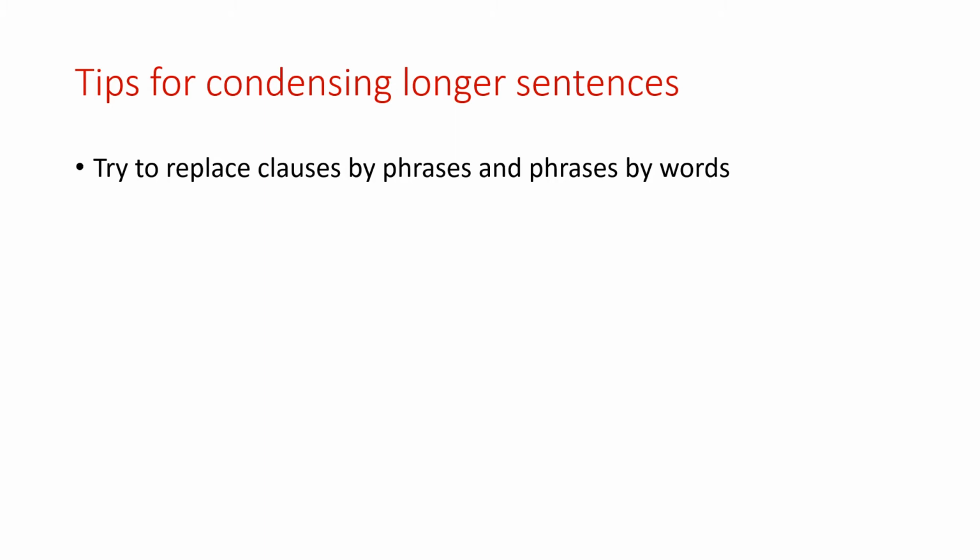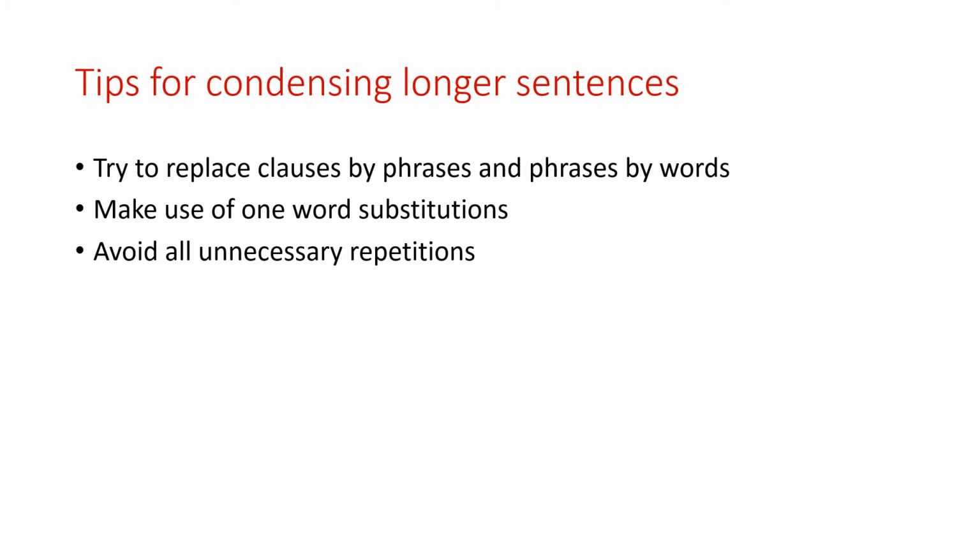We have to see that if a particular thing is being repeated, we have to avoid all those things. We have to avoid all unnecessary repetitions. We have to combine simple sentences and make them complex or compound. Even we have to omit examples, comparisons, contrasts, minor details, digressions, or figure of speech if any is there.